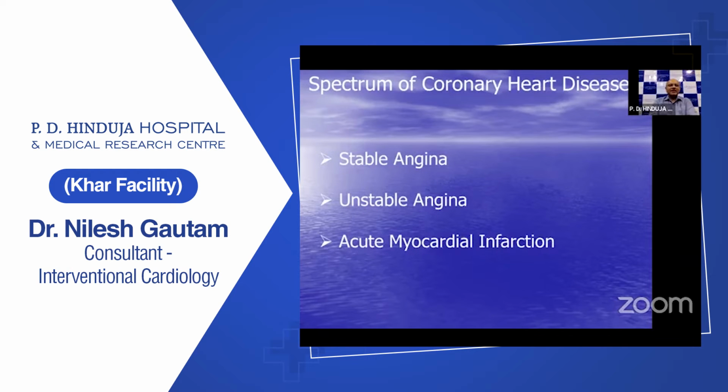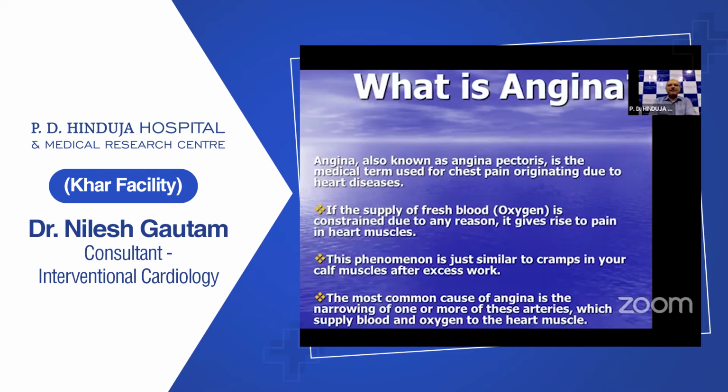The next slide, please. So angina means lack of blood supply, right, to the heart muscle. It's also known as angina pectoris. That means chest pain originating from the heart disease. What happens is the fresh blood, that is oxygen, the supply to the heart muscle is reduced. The heart cries out in pain, resulting in chest pain or angina. It is similar to the cramps which you get in your calf muscle after excessive work. The most common cause of angina is narrowing of one or more of the three arteries which we did speak about, which supply blood and oxygen to the heart muscle.